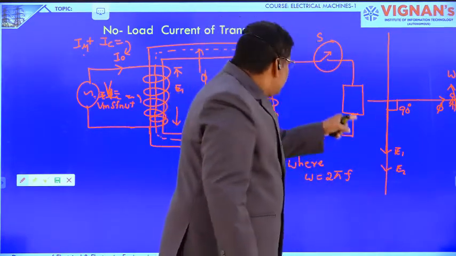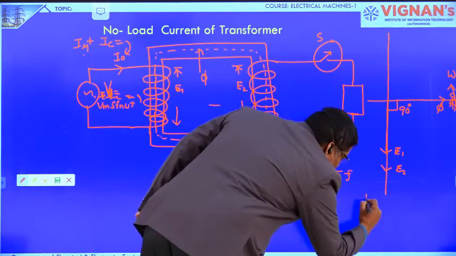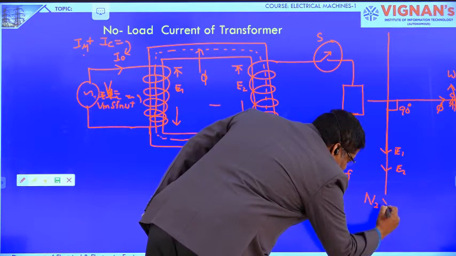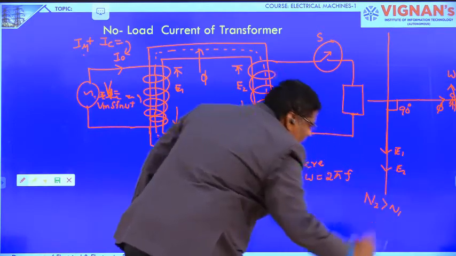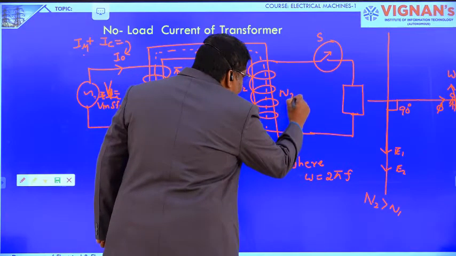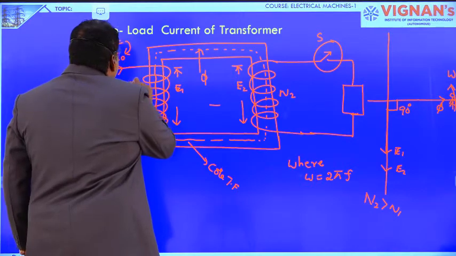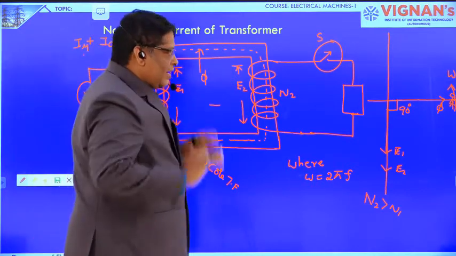Here, in this case, we are assuming that N2 is greater than N1, that is, the number of turns in the secondary winding is greater than the number of turns in the primary. In that manner we have taken.